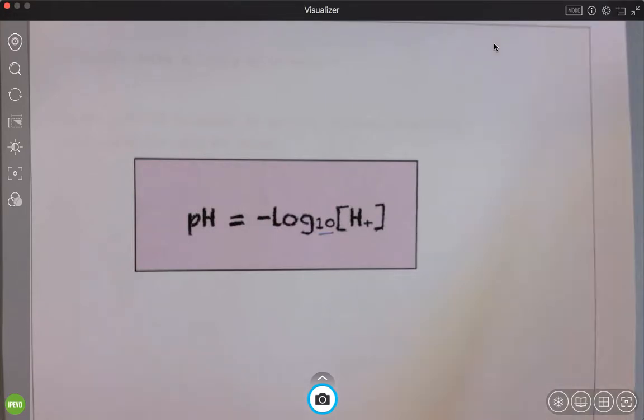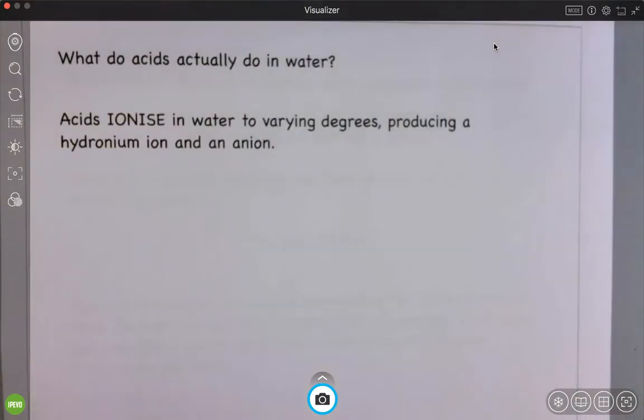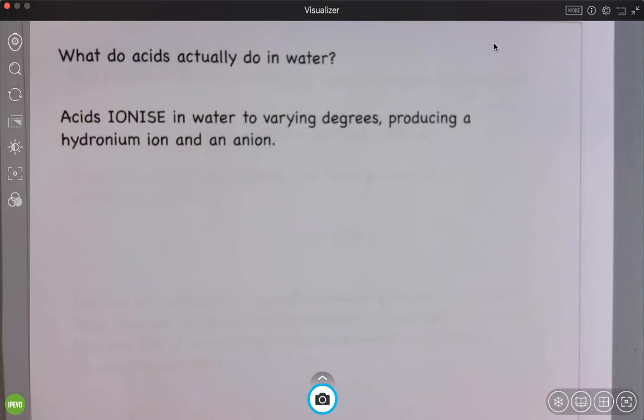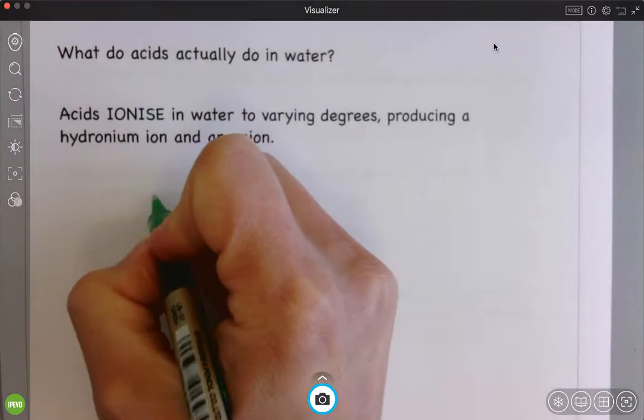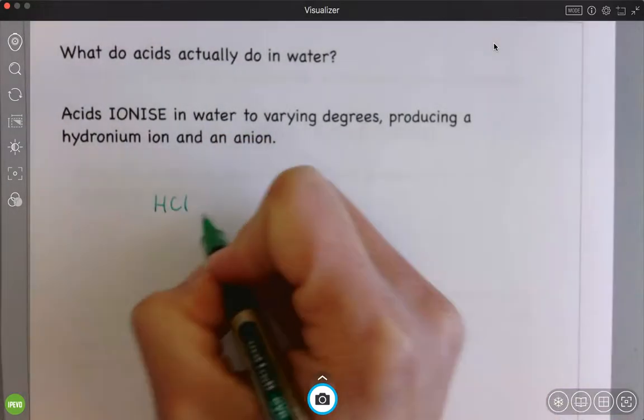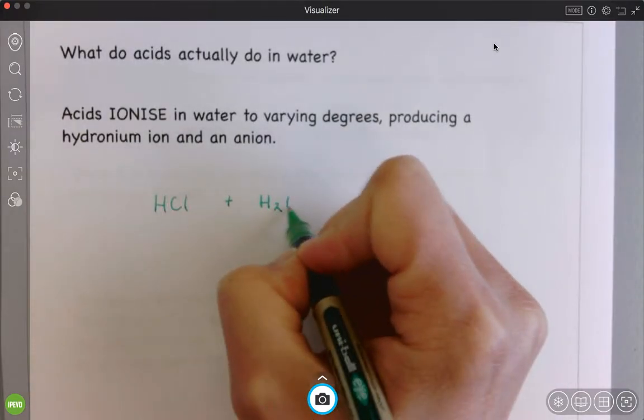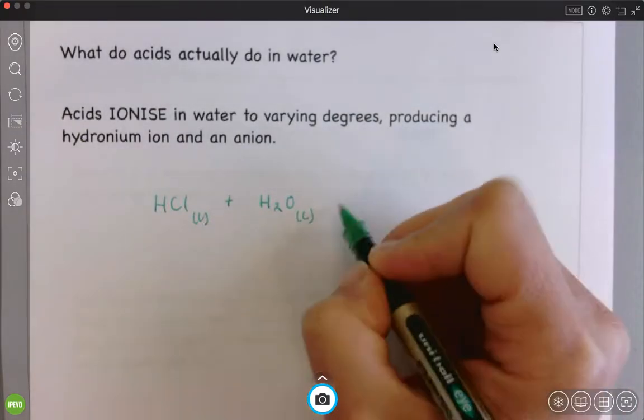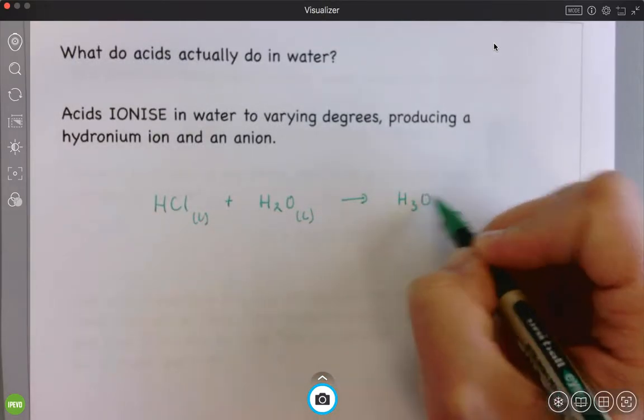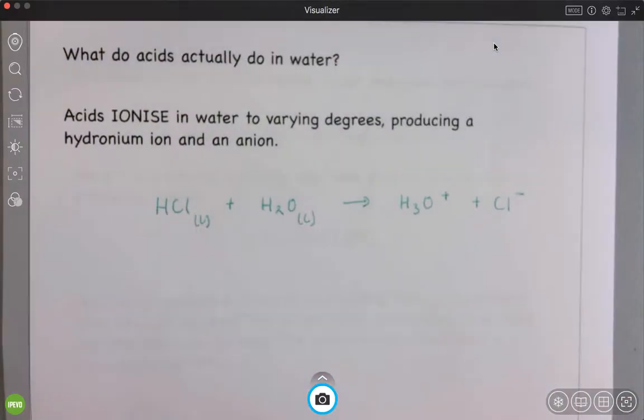So we're going to have a look at what that actually means in terms of solutions of acids, just to start with. So what do acids do in water? They ionize in water to varying degrees, dependent on the acid that we're talking about, producing a hydrogen ion, a hydronium ion and an anion, again dependent on the acid. So if we have a look at hydrochloric acid, it reacts with water to give us hydronium ion and a chloride ion.